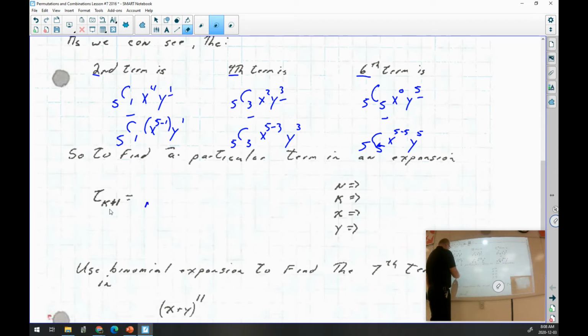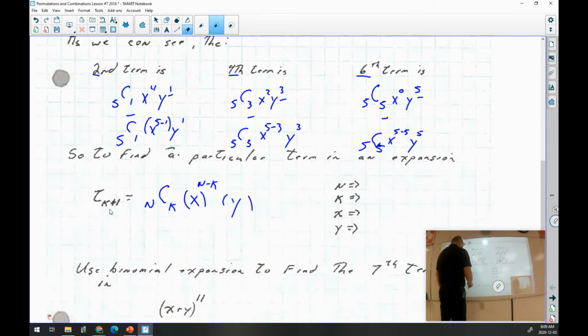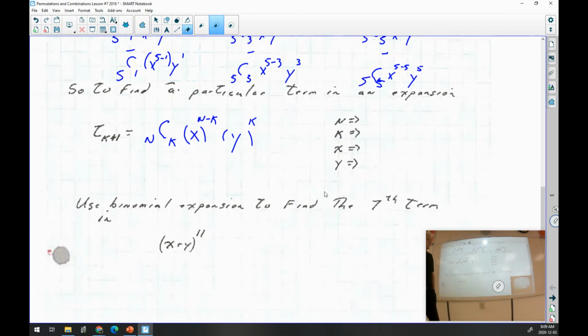So we have n choose k. We have the first term, which I'm going to write as x in this case, because that's what's on the formula sheet. I would prefer the formula sheet to be writing an a, but it's what it is. And then it is raised to the power of the difference between n and k. And the second term, which I'm going to use y, is going to be raised to the power of k, where k is one less than the term number. So n is the exponent of the expansion.